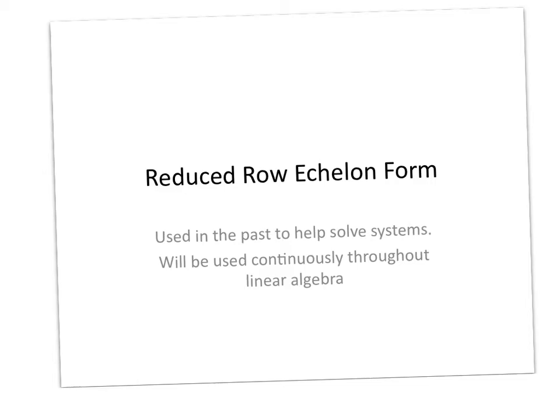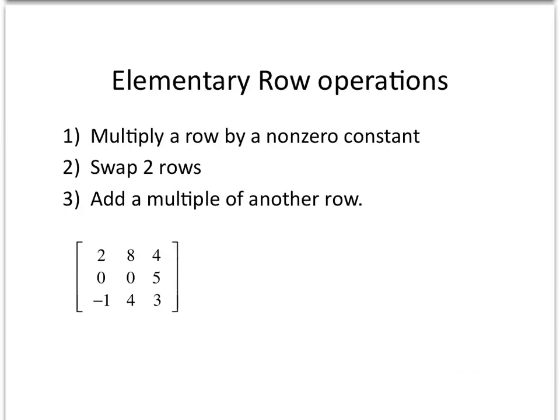Today we're going to revisit the idea of reduced echelon form of a matrix. Now you've used this in the past to solve systems in Algebra 2, and we will be continuously using this throughout linear algebra to help solve some problems. First thing we need to talk about is the elementary row operations.